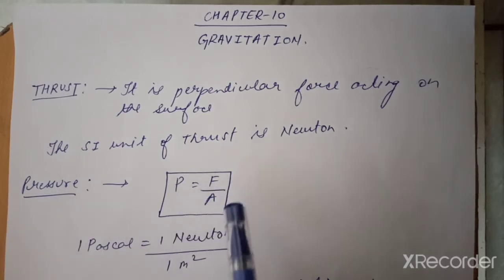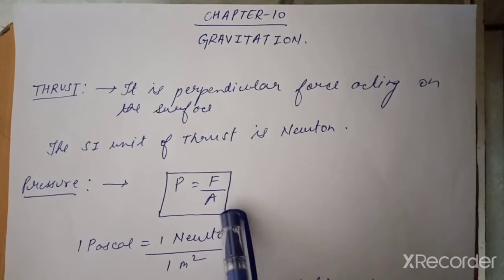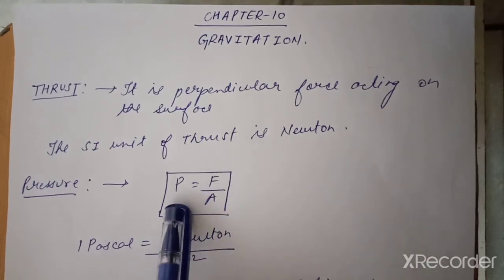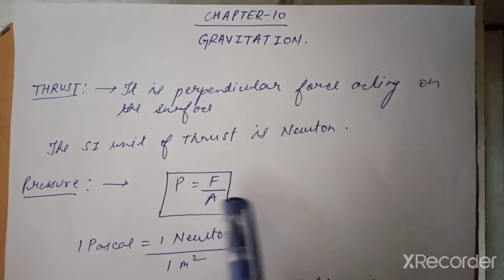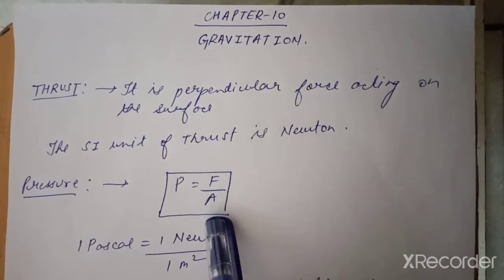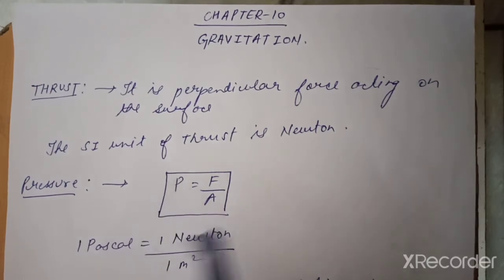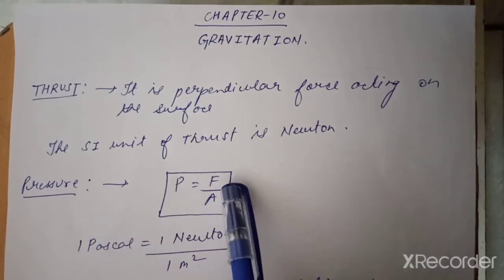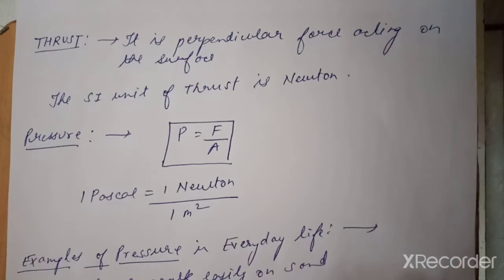Now next comes the pressure. What is the definition of the pressure? It is the force exerted per unit area. Pressure is denoted by capital P, and it is capital F upon A. So the force exerted per unit area is defined as the pressure. Now if we write the unit of the pressure, it is Pascal, the unit of the force is Newton, and the unit of area is meter square.